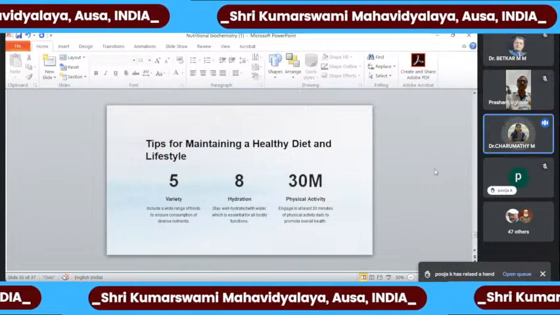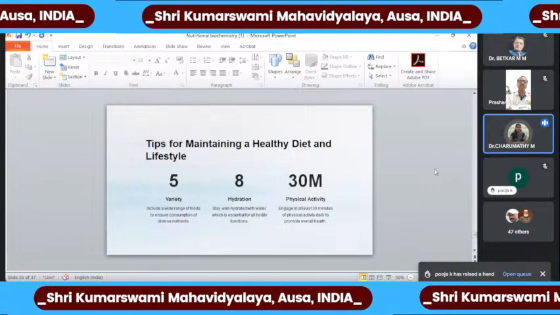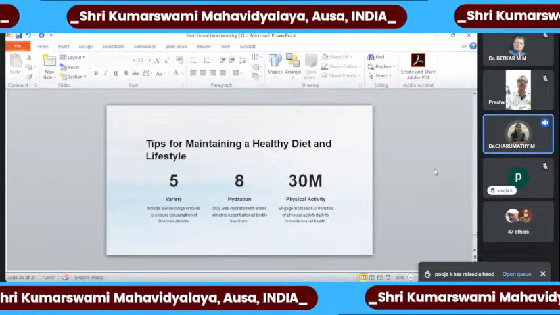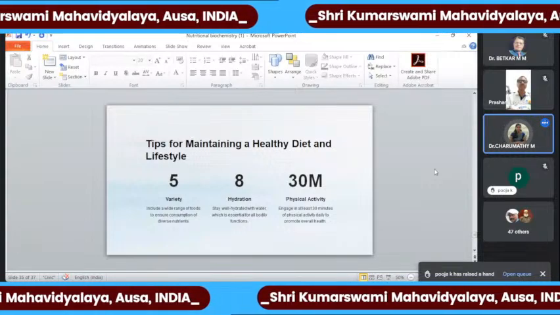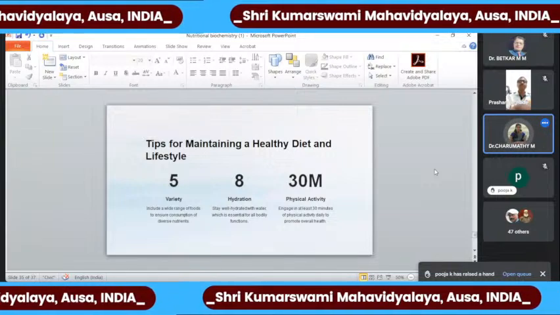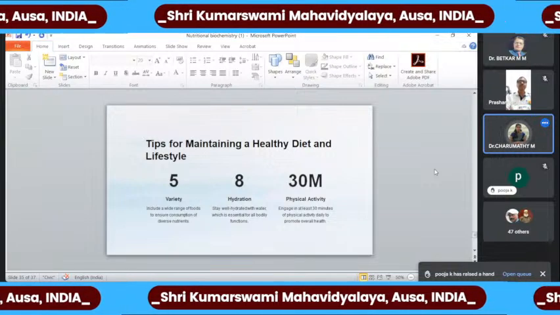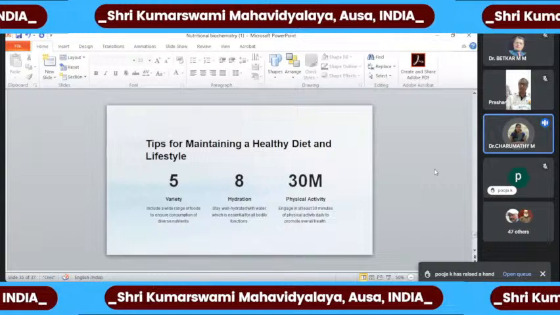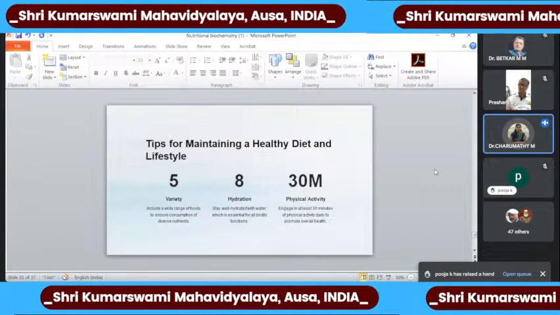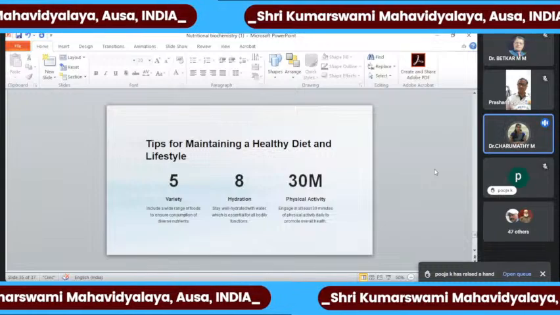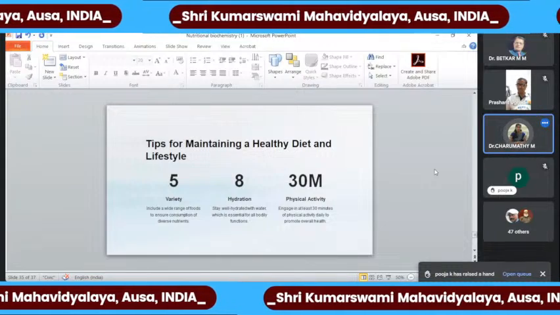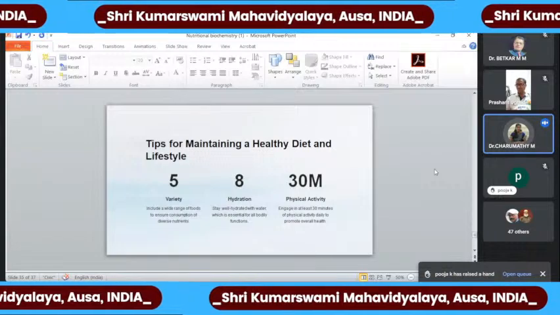Tips for maintaining a healthy diet and lifestyle. First, variety, which means include a wide range of foods from the five food groups. So we have to follow those five food groups. And hydration: stay hydrated with water. That is very essential to our body. It builds our energy.